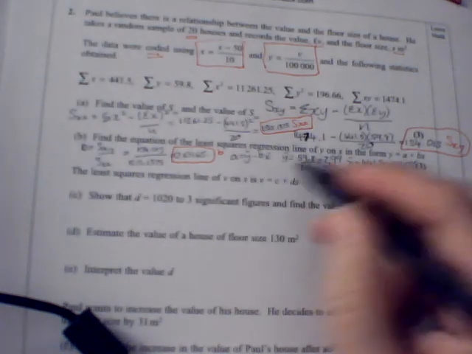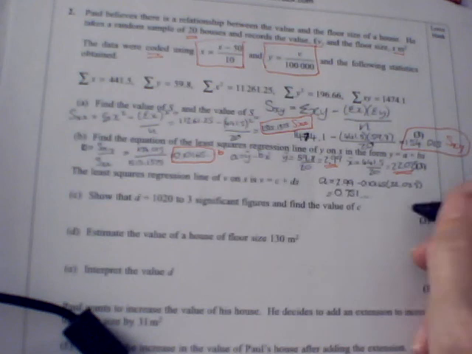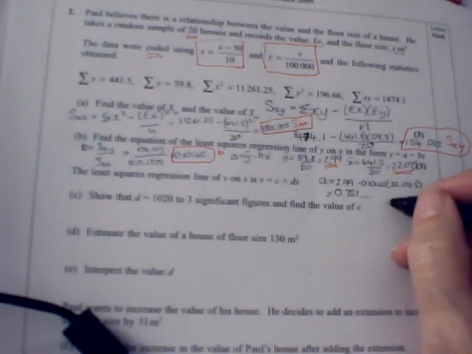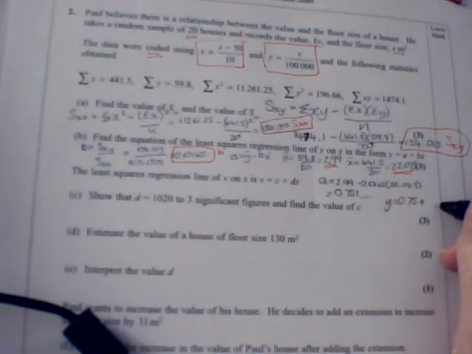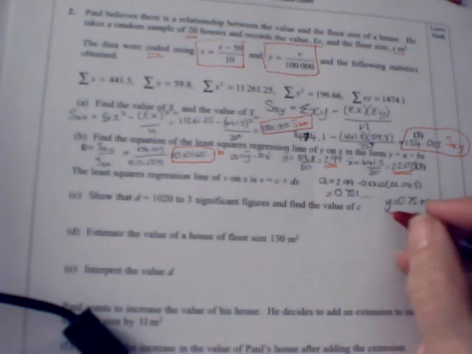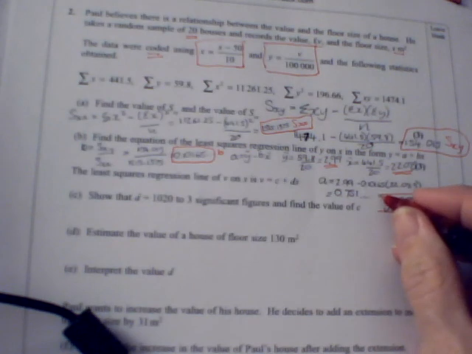Okay, is that all we need to do? So I've got my a and my b. Now I need to put it all together. So y, I'm running out of room. y equals a, which is 0.75, plus b, which was 0.102, times x. There you go. And that is my least squares regression line.